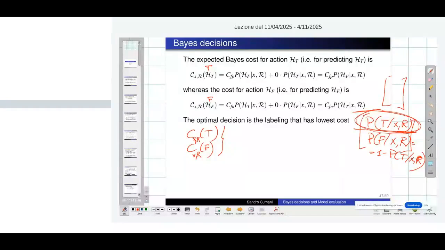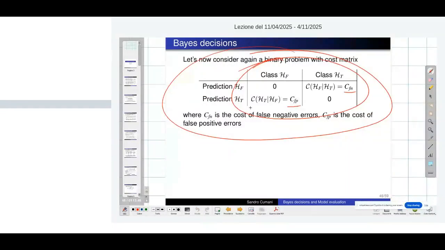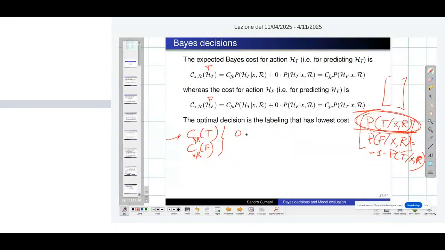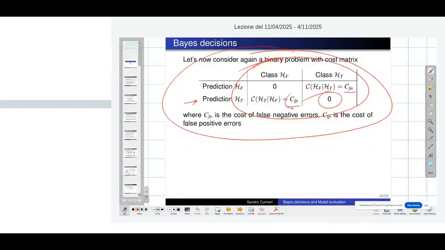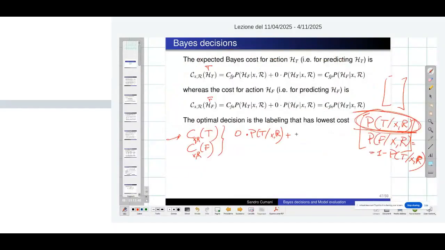Now, if I assign label true, what do I have? Well, let's start with true. If I predict as true, then if the sample is true, I pay 0. So here I have 0 times the probability that the sample is true. And then what do I pay? If the sample is false, I pay a cost of false positive. What is the probability that I will pay the cost of false positive? According to the recognizer, that's the probability that the sample is false.